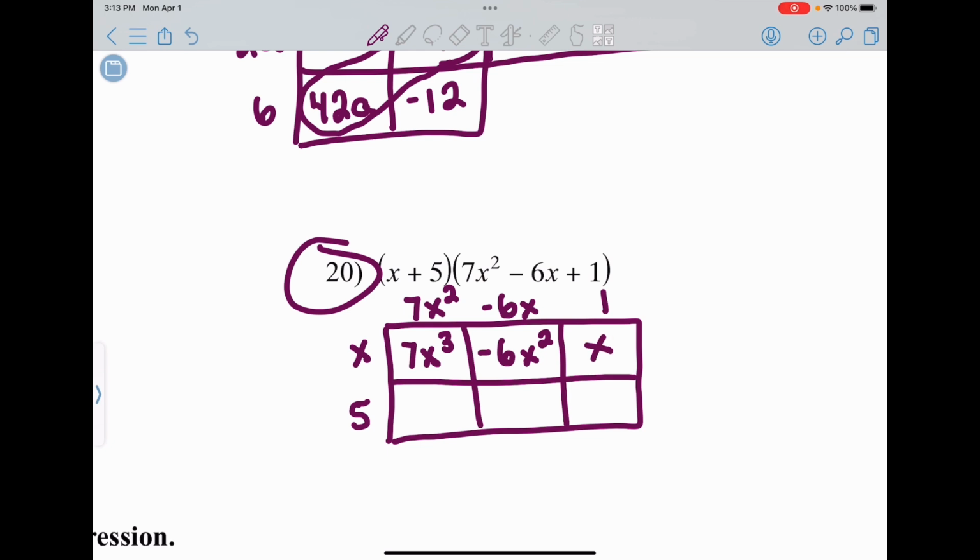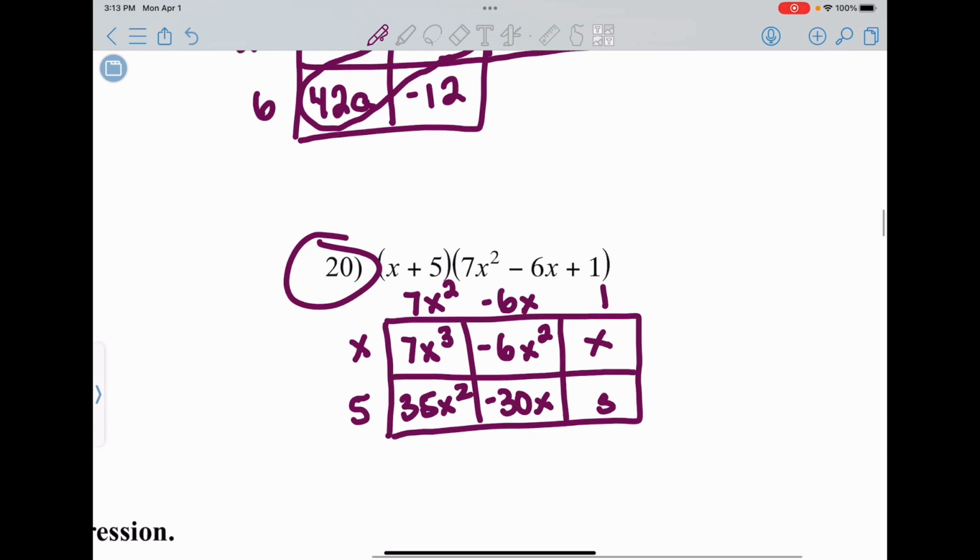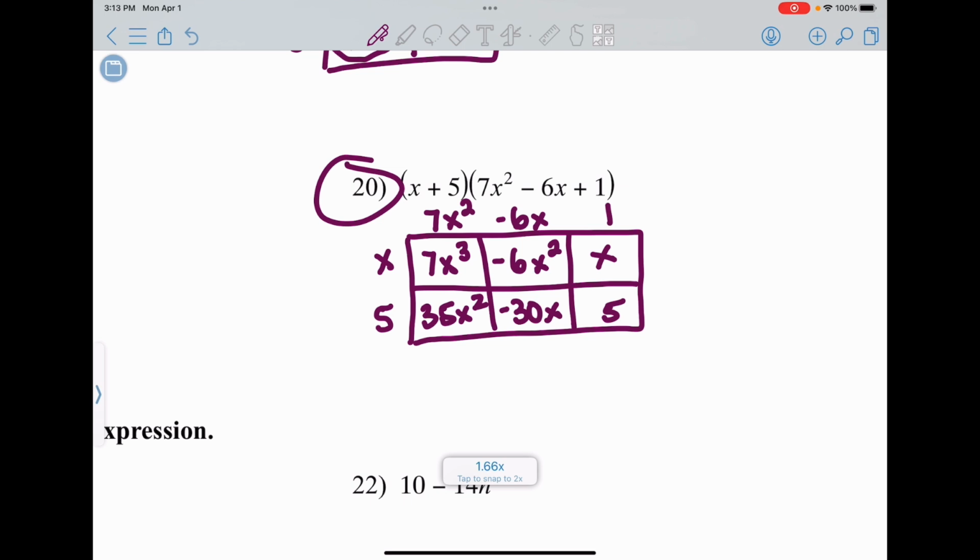And now I'm on the second row. 5 times 7x squared is 35x squared. 5 times negative 6x is negative 30x. And 5 times 1 is 5. I now need to look to combine like terms. I have negative 6x squared and 35x squared, and x and negative 30x.